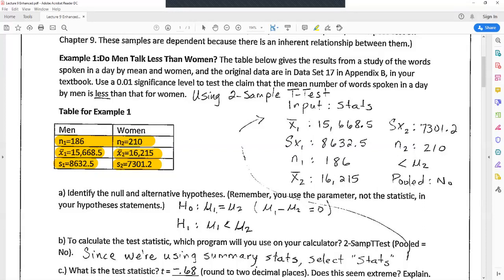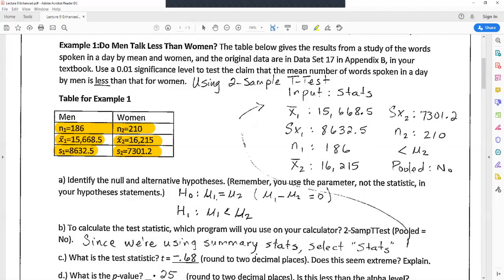But we're going to take the data set that we have and assume that the study was done with appropriate randomization for the samples. We're going to see if the difference between the two populations is significant enough to make the claim. Notice that we're testing the claim that the mean number of words spoken in a day by men is less than that for women. We're going to use the two-sample t-test.